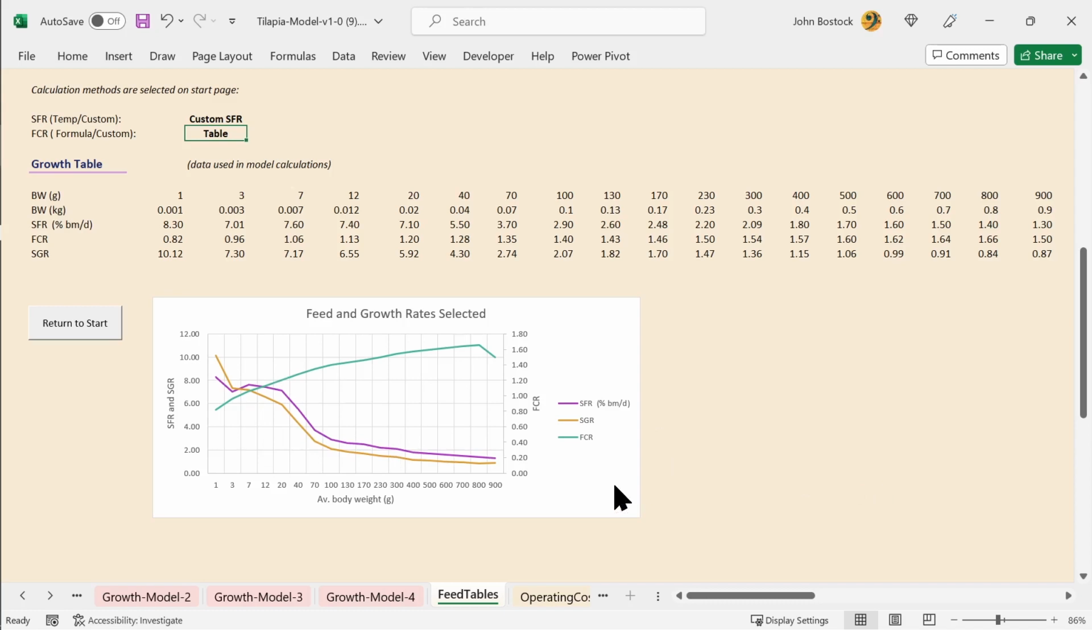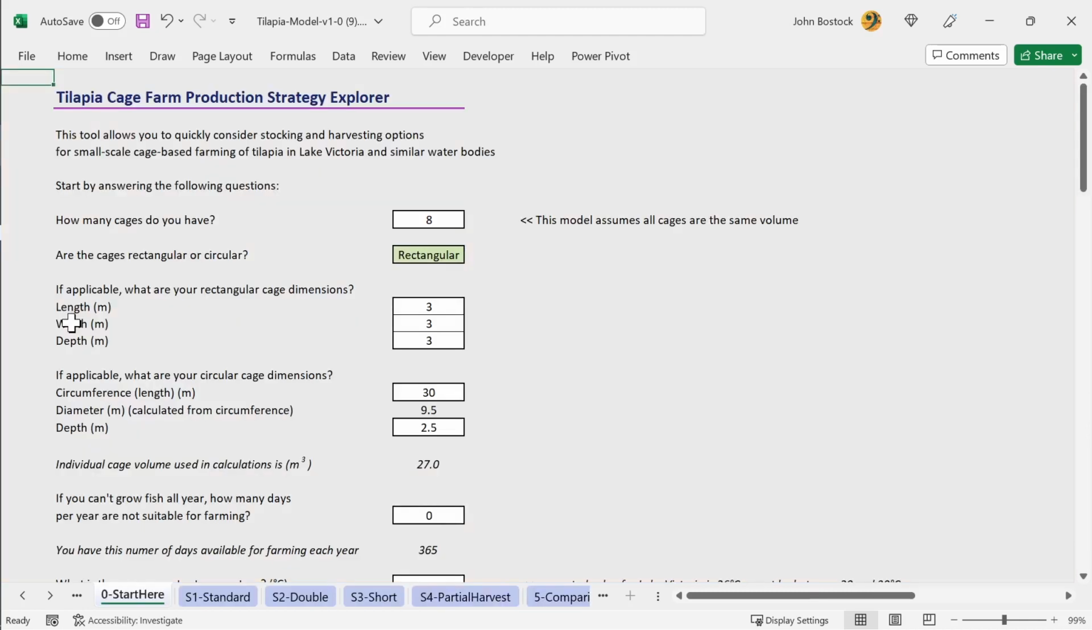Once you are happy that the model is a reasonable approximation of the performance you experience on your farm, you can return to the 0-Start Here sheet for further configuration. In the next video, we look at some other factors affecting biological production.